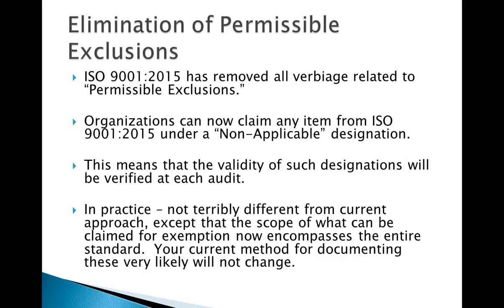The only key difference here is the terminology, and then also the fact that it's now open to the entire standard. Now that being said, we've reviewed this requirement, and our feeling is that anything outside of sections 7 and 8 being claimed for exemption is going to be highly suspect. You still need to demonstrate that your system fulfills all of the applicable requirements of the standard, and anything outside of 7 or 8 is going to be difficult to substantiate.